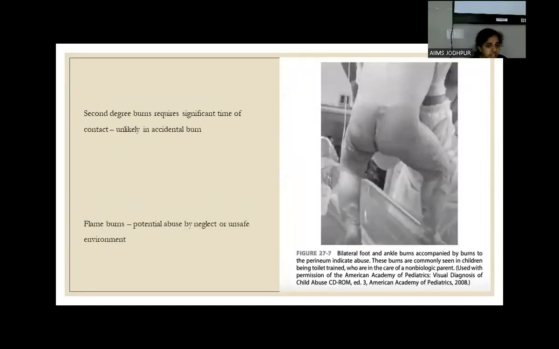And it is also seen that second degree burns usually require a significant time of contact. So it is highly unlikely that a child would be able to maintain such contact with the substance without withdrawing quickly. So usually children with accidental burns will have first degree injuries, second degree burns are unlikely. And it would be mostly suggestive of malice towards the child. And even children with flame burns may be suggestive of potential abuse by either neglect or placing the child in an unsafe environment. In this image, the child has sustained bilateral ankle and foot burns with burns to the perineum, mostly seen in children who are being toilet trained, who are not able to respond positively to the caregiver or the parent of what they require.